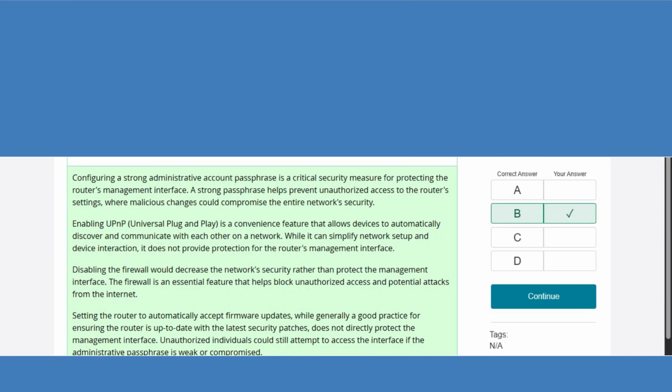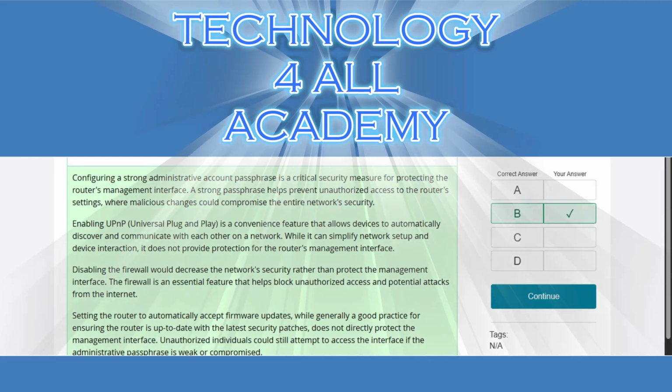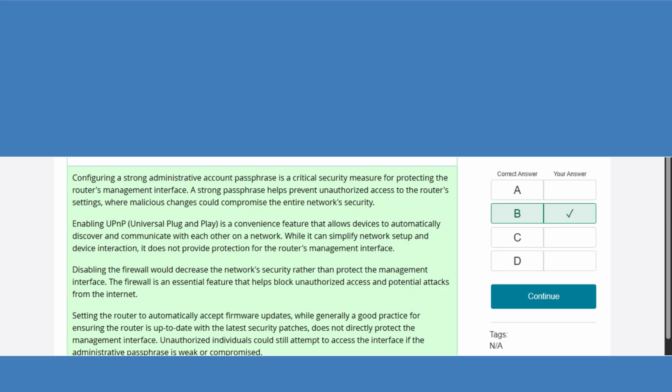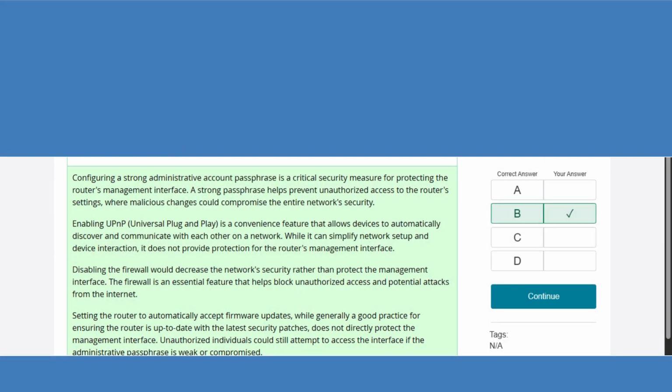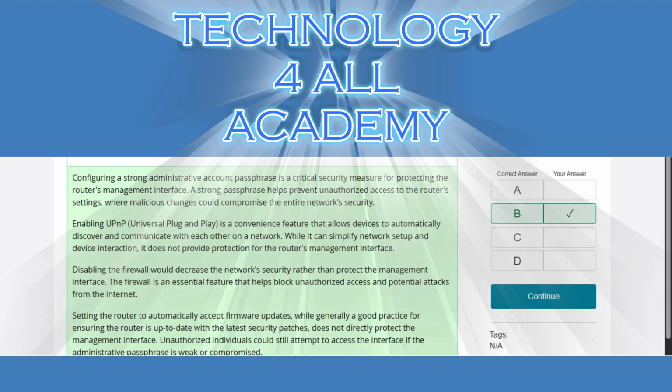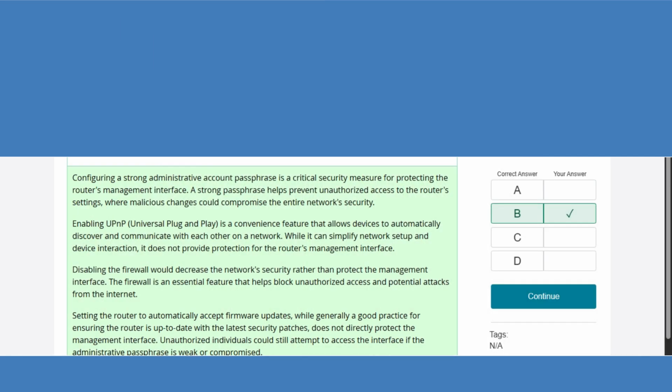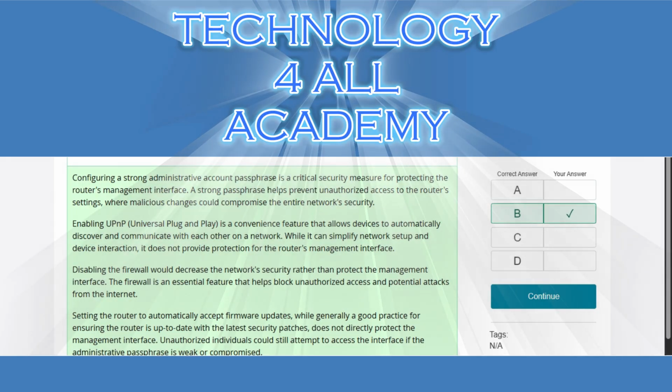Next, disabling the firewall would decrease the network security rather than protect the management interface. The firewall is an essential feature that helps block unauthorized access and potential attacks from the internet. And lastly, setting the router to automatically accept firmware updates, while generally a good practice for ensuring the router is up to date with the latest security patches, does not directly protect the management interface. Unauthorized individuals could still attempt to access the interface if the administrative passphrase is weak or compromised.